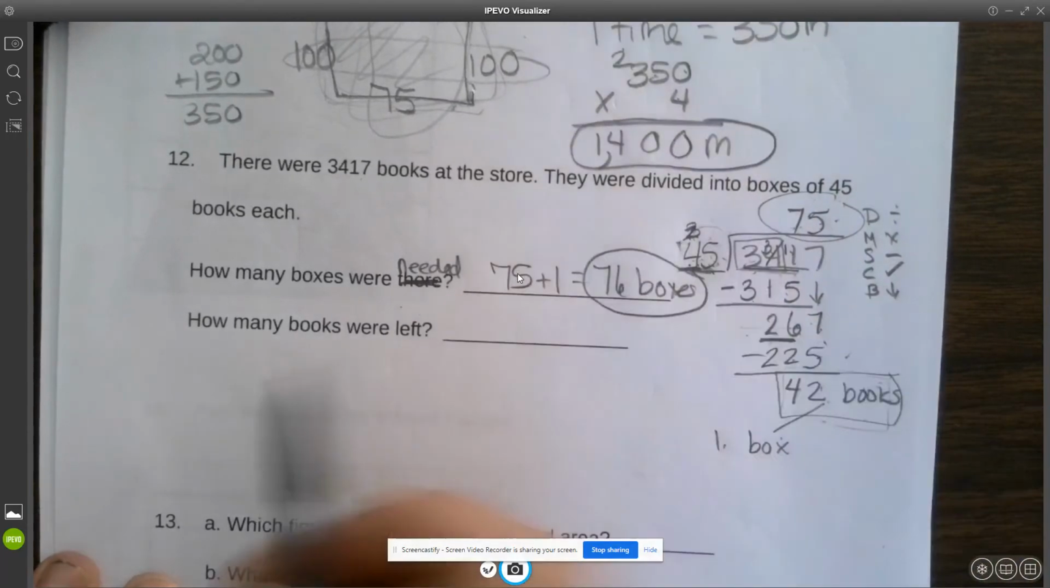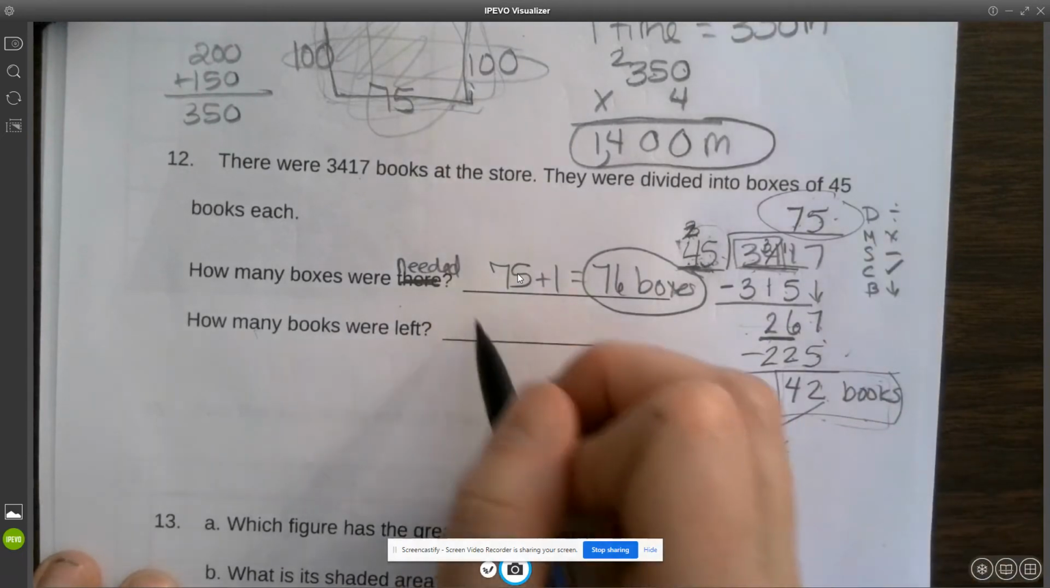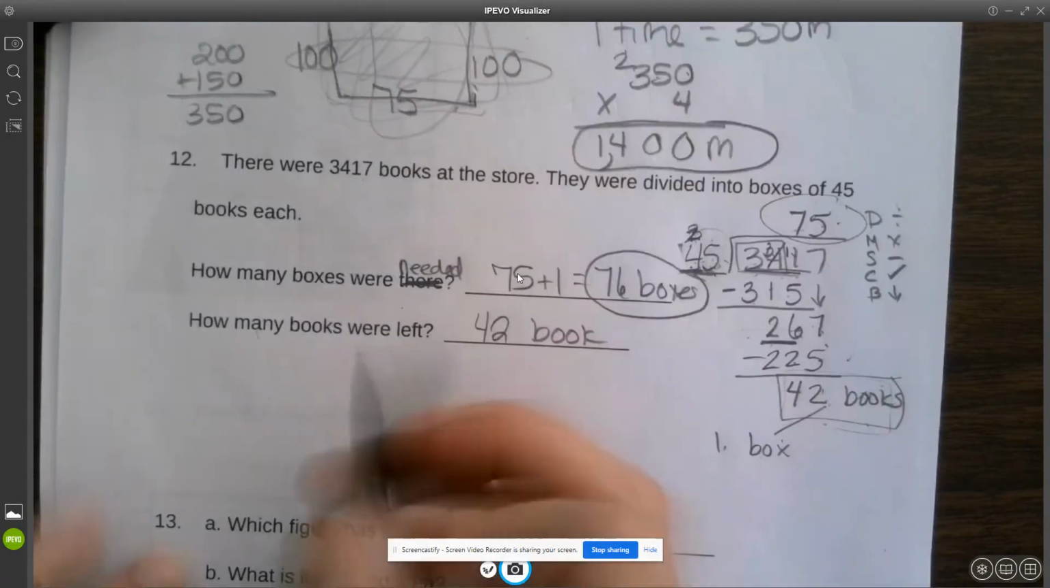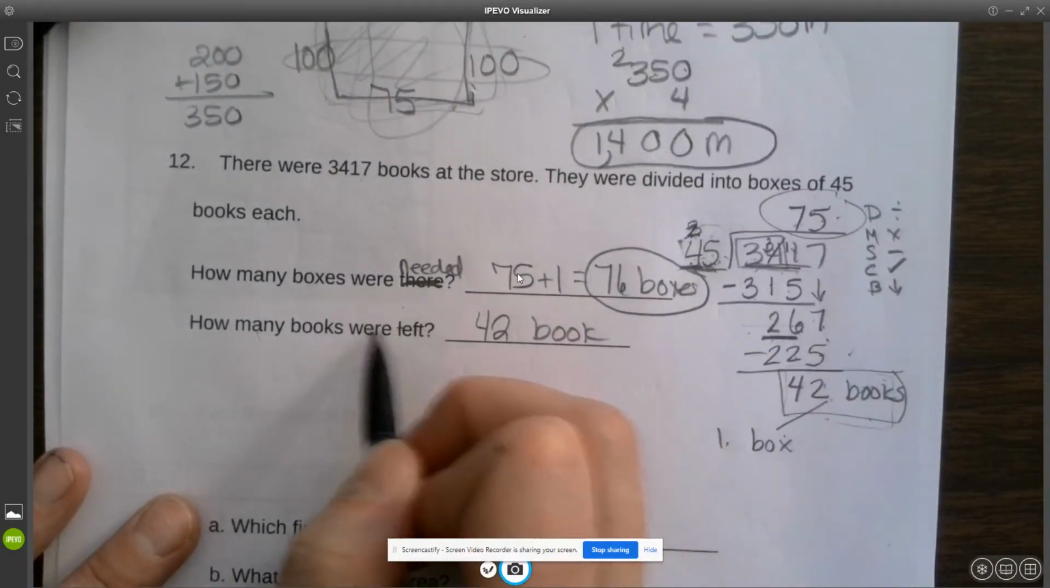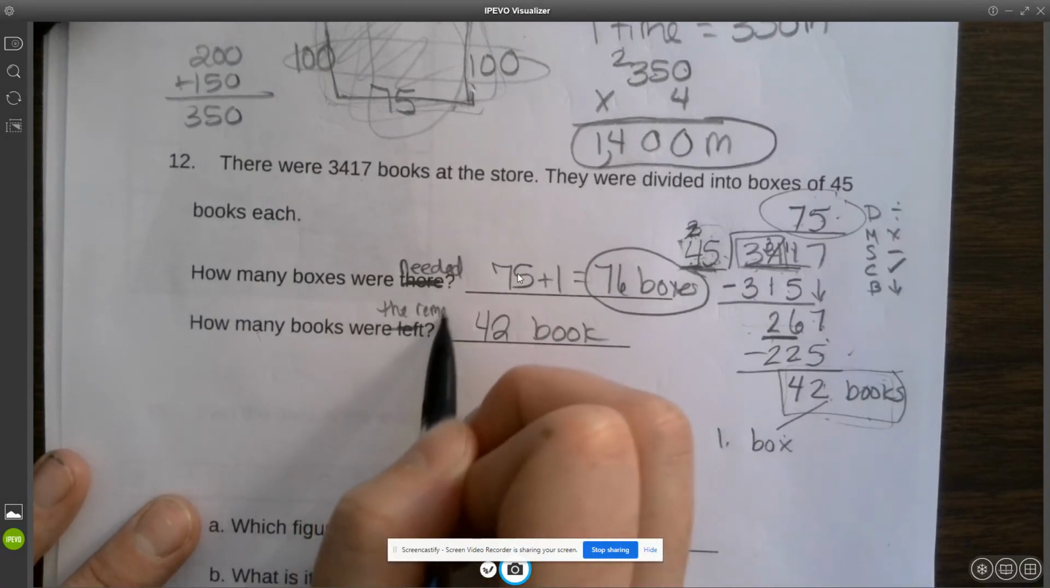And then it says how many books were left over, what was the remainder? There was 42 books that was the remainder. I guess I worded that funny, didn't I? How many books were, I'll say the remainder. Okay.